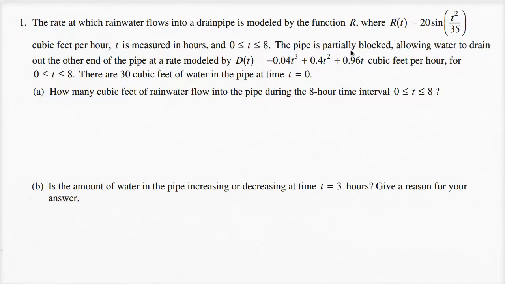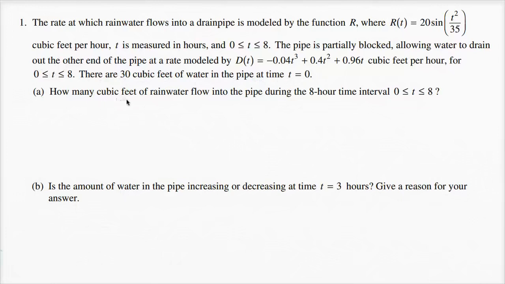The pipe is partially blocked, allowing water to drain out the other end of the pipe at a rate modeled by d of t. It's equal to negative 0.04 t to the third power plus 0.4 t squared plus 0.96 t cubic feet per hour. For the same interval, there are 30 cubic feet of water in the pipe at time t equals 0. All right, part A.